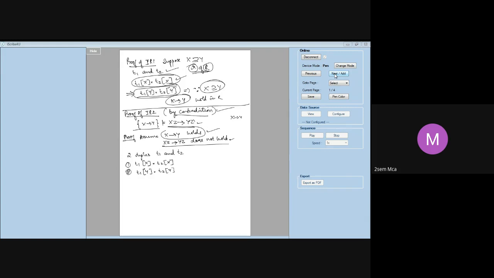The second thing I have assumed is that XZ determines YZ does not hold. So the third one, I will write it as T1 of XZ is equal to T2 of XZ. It does not hold now, so I will write T1 of YZ is not equal to T2 of YZ, because it doesn't hold. Are you clear why I'm taking it like this?